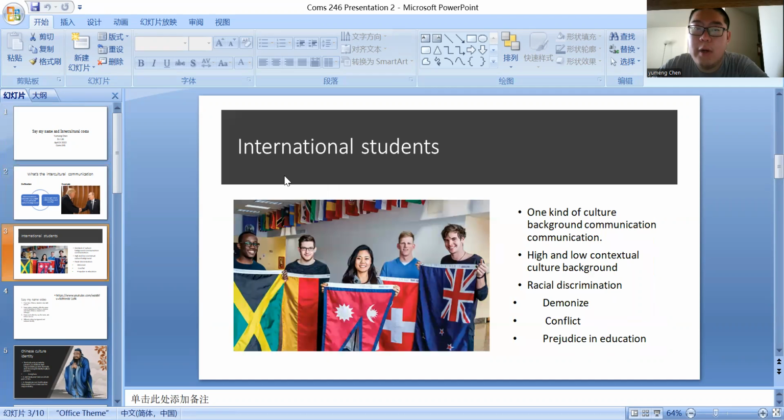The second example of intercultural communication is the experience of international students. This picture shows different kinds of people getting together and creating a partnership. These people were from Jamaica, these from Germany, this one from Nepal, this is Switzerland, and this is Australia. This picture looks good, but it is a hard thing for most international students to create intercultural communication, because the effect of cultural background lasts a long period of time and is hard to change.